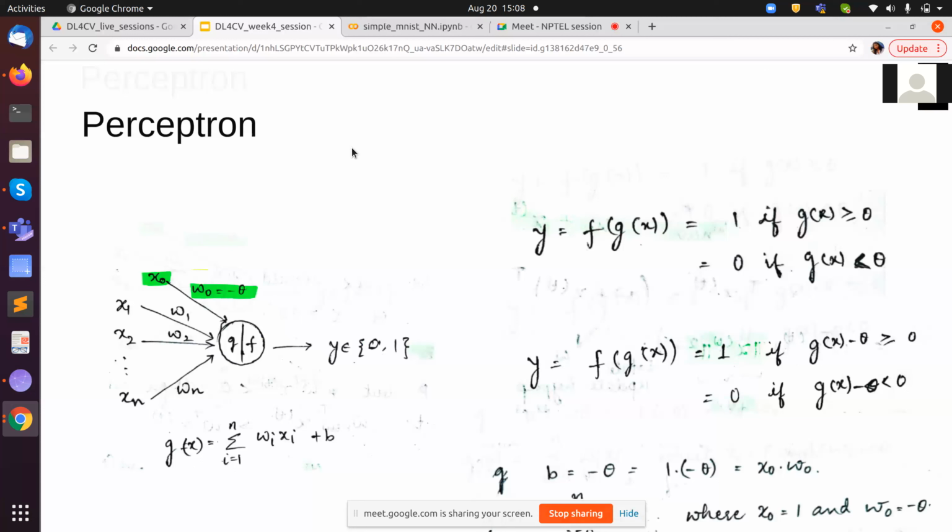So, okay, let's start. This is week 4, and today we will be covering a perceptron, followed by the backpropagation algorithm, and then a simple 2 hidden layer neural network implementation in PyTorch. Starting with perceptron.